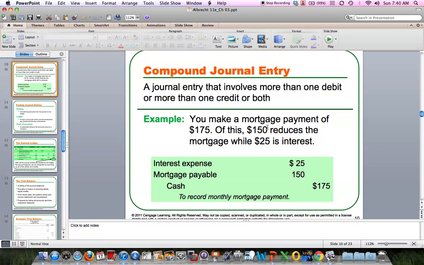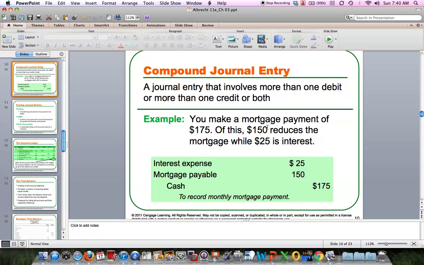Now we don't have to imagine what those numbers are. If this was a real transaction, we would have that information from our bank to know exactly how much of the payment went to principal and how much went to interest. So we'll debit interest expense. We're incurring more expense, right? We have interest expense to record every month. When we make that payment, the payment represents interest and principal. So $25 is interest expense. To increase an expense, we give it a debit.